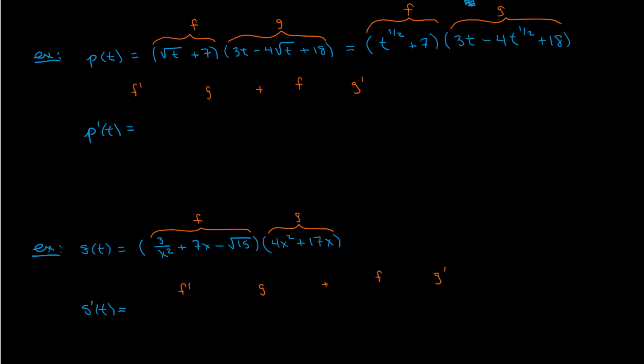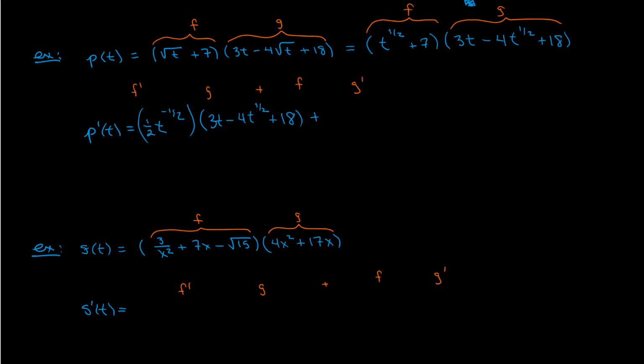The derivative of f, let's see, the derivative of t to the 1/2, I'm going to wind up with a 1/2 t to the 1/2 minus 1, which is a negative 1/2, plus the derivative of 7 is 0. So that's just going to be 1/2 t to the negative 1/2 plus 0, just going to leave that alone, times the g. Just going to copy down g, which is going to be 3t minus 4t to the 1/2 plus 18. So there's g copied down. The next thing I'm going to do is remember to put in the plus sign. Plus.